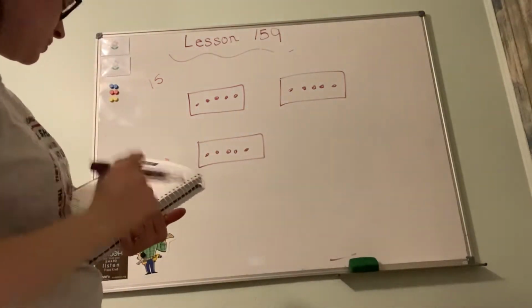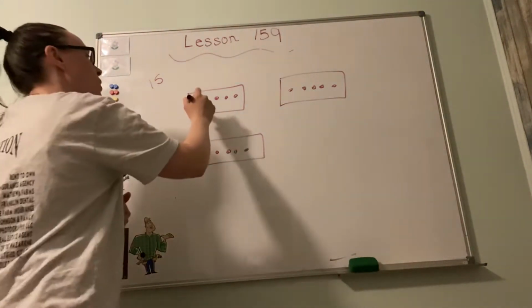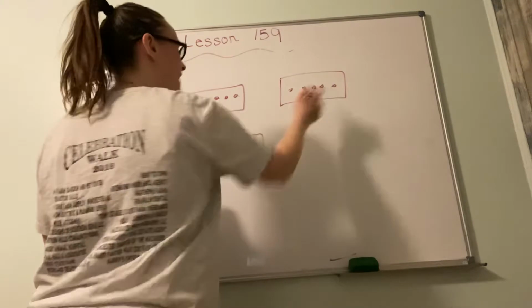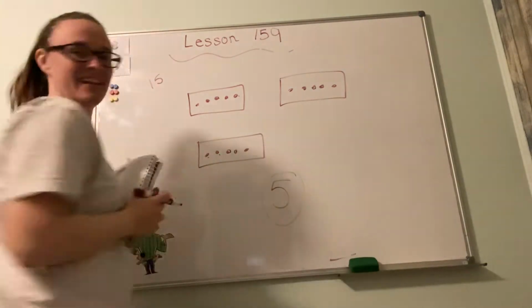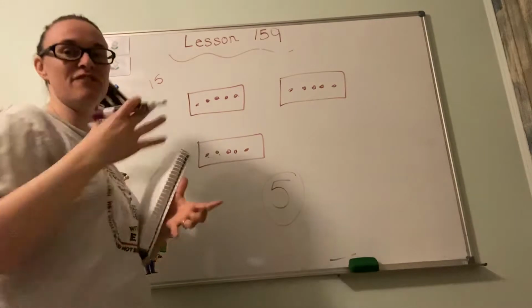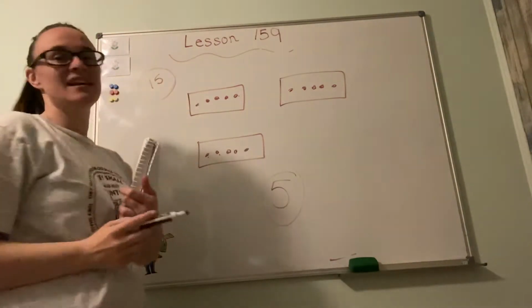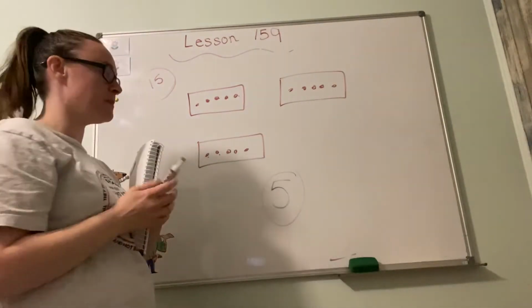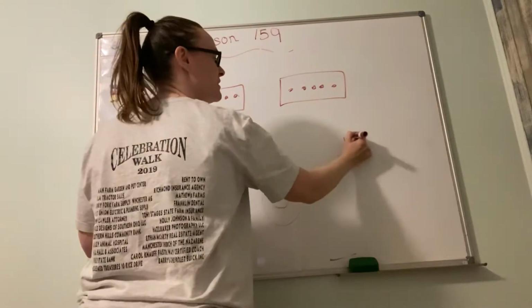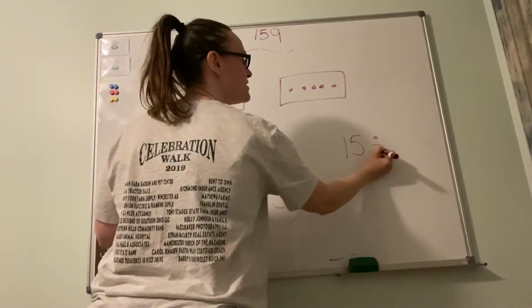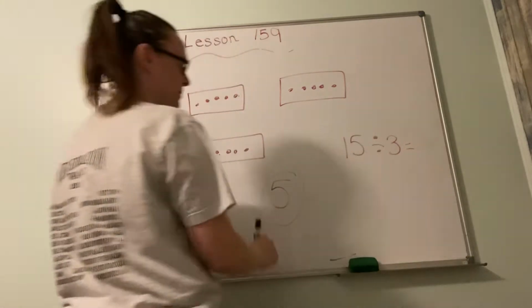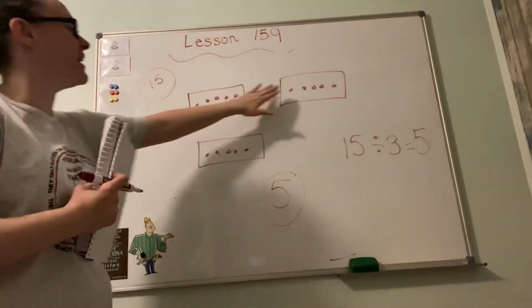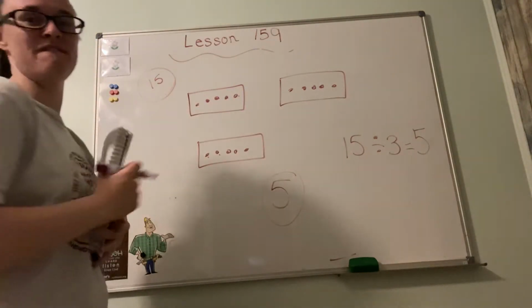So how many workers are there going to be on each team? 1, 2, 3, 4, 5 in each one. There's going to be 5 on each team. We just divided these 15 workers into 3 teams, or into 3 different sets, didn't we? So that's like saying if we have 15 workers and we divide them into 3 teams, how many is going to be in each team? That's going to equal 5. So 15 divided by 3 equals 5.